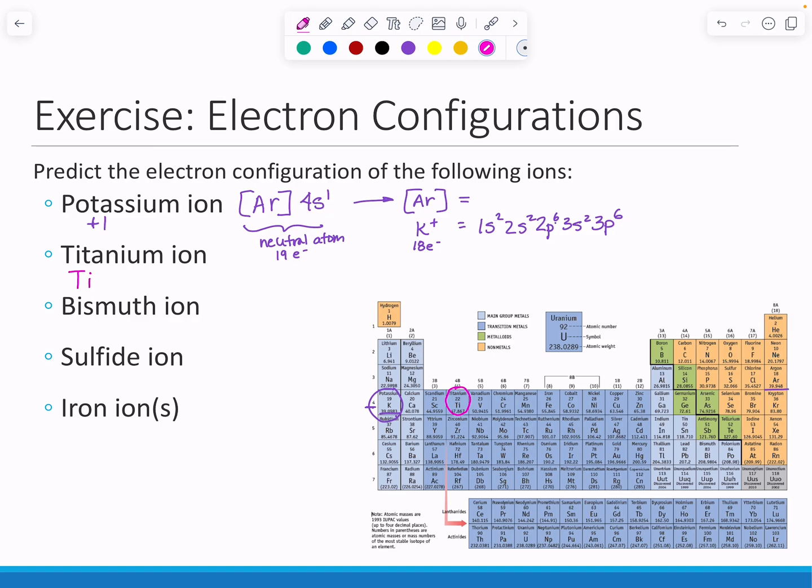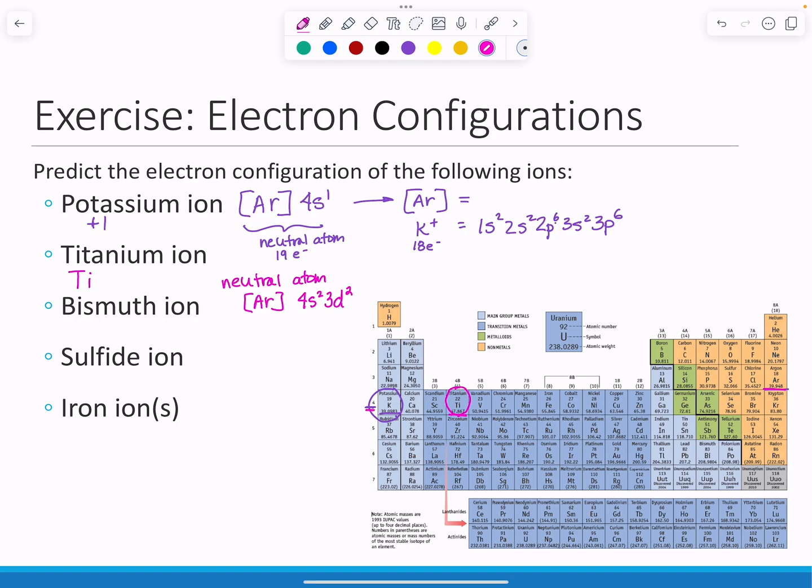Okay. So titanium, the neutral atom, is going to be argon. Okay. And this is in our D block. So, and it's in the 4th row. So it's going to have 4s2. Whoops, that should not be an equal sign. Sorry. 4s2, and then 3d, and it's the second one in 2.